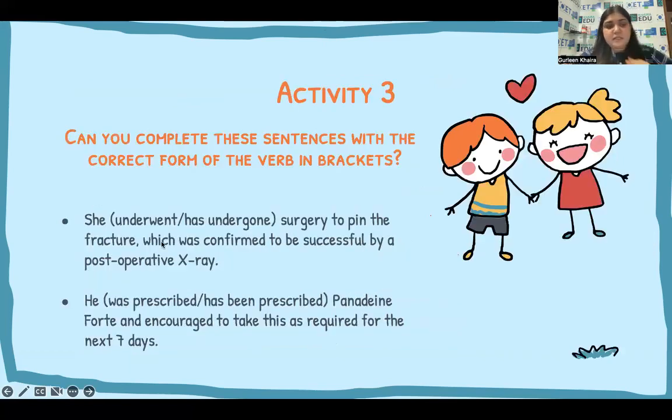Okay, let's do an activity for this. First one, and good that we have the answers already. You just have to choose one, very easy. She underwent, past simple, or has undergone, present perfect. She dash surgery to pin the fracture, which was confirmed to be successful by a post-operative X-ray. Which tense would be appropriate here? So what will be the correct answer? If the situation is resolved, then which tense do we use? Past simple. So underwent is correct.